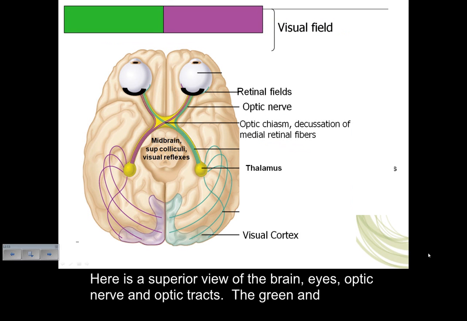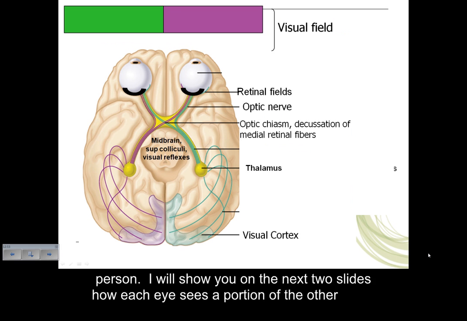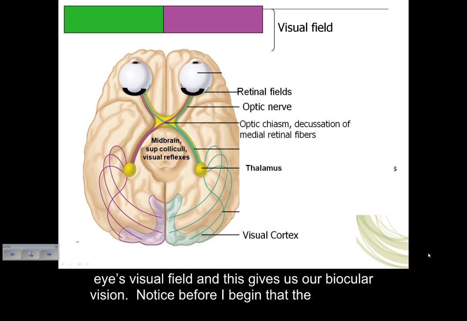Here is a superior view of the brain, eyes, optic nerve, and optic tracts. The green and purple boxes are placed in front of the face and represent the visual fields of the person. I will show you on the next two slides how each eye sees a portion of the other eye's visual field, and this gives us our binocular vision.